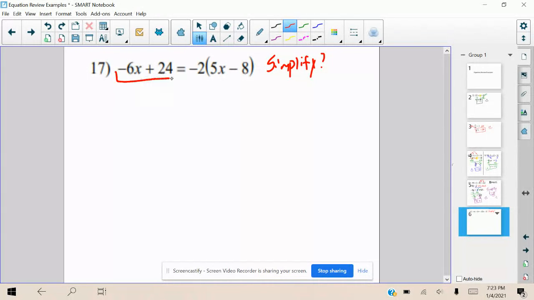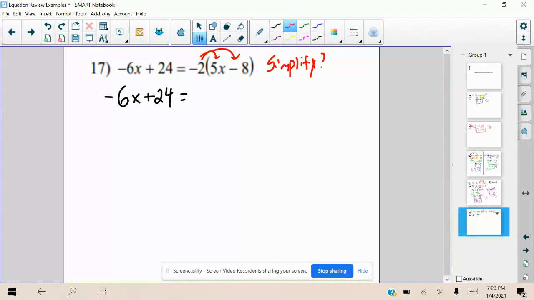Well, can we simplify negative 6x plus 24? Are those like terms? Nah, we can't. But can we simplify negative 2 times the quantity 5x minus 8? Darn tootin' we can. We can use the distributive property to send that negative 2 inside the set of parentheses. We're going to drop down everything else that we aren't working with.